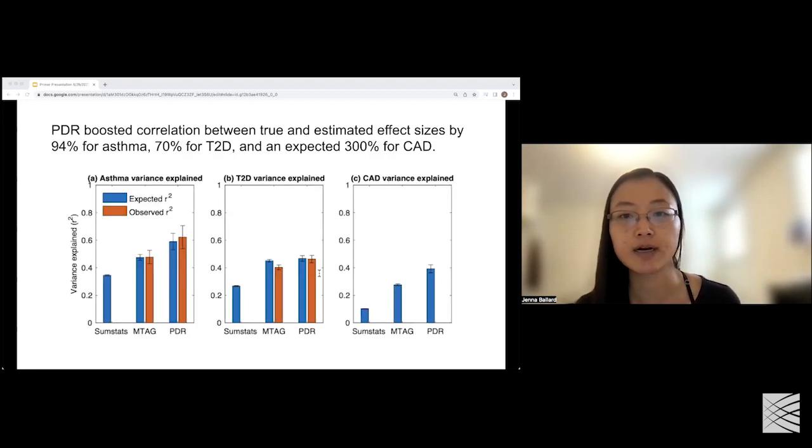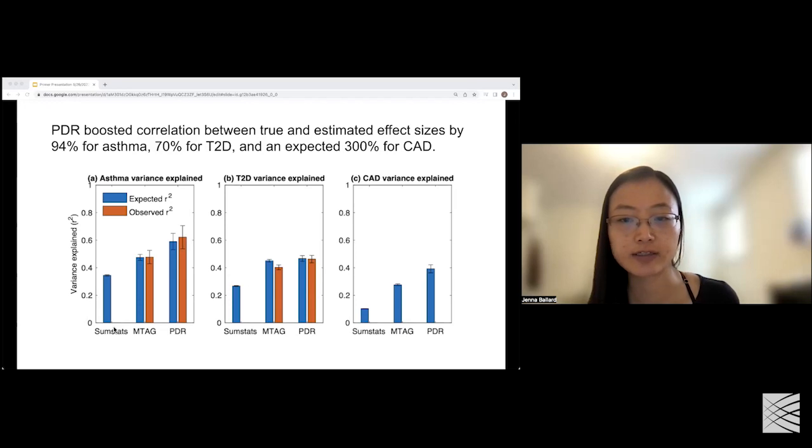So here we see that PDR had a higher replication R² than both the original summary statistics and MTAG, with a 94% improvement over the original summary statistics for asthma and a 70% improvement for T2D. PDR applied to T2D showed a much smaller improvement over MTAG. However, the expected and observed R² values were very close. Note that the validation data were normalized so that the expected and observed values were equal for the original summary statistics, which is why the observed R² is not plotted here for the sum stats.